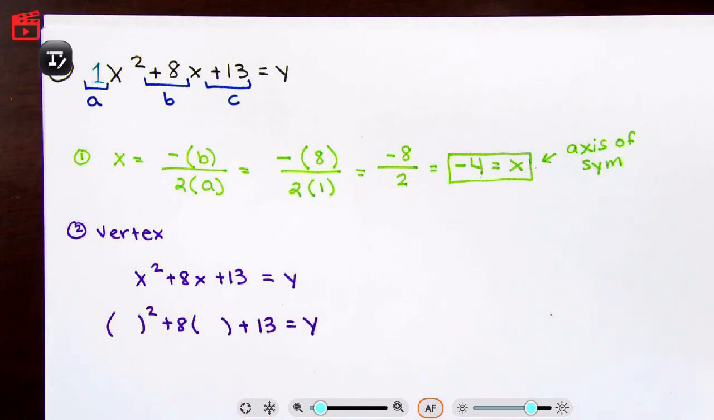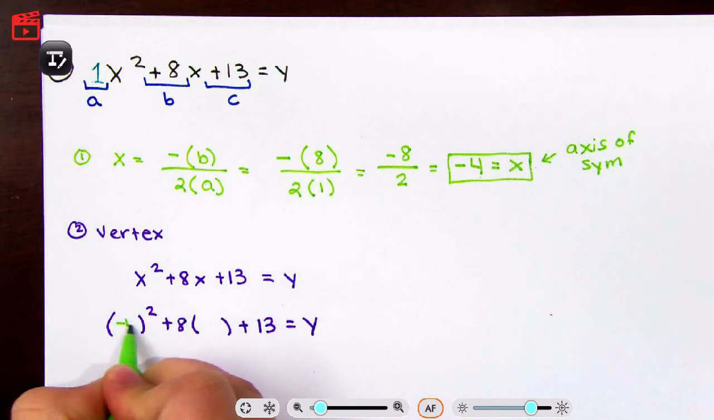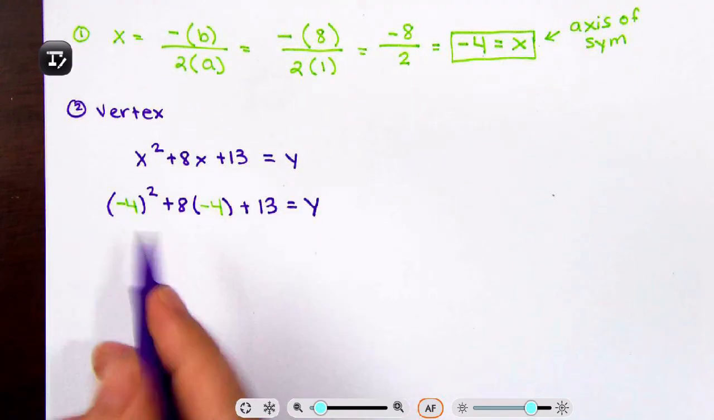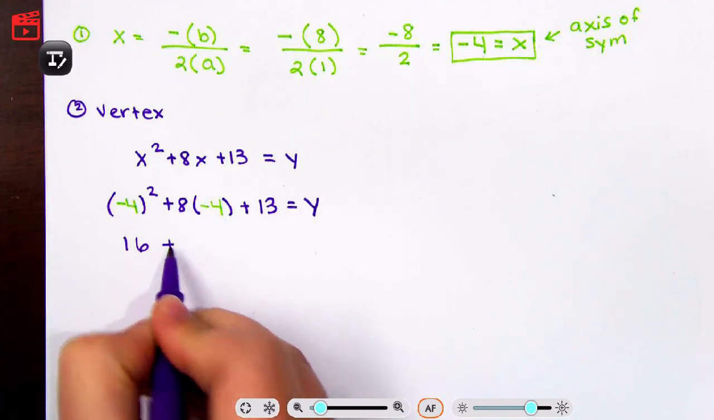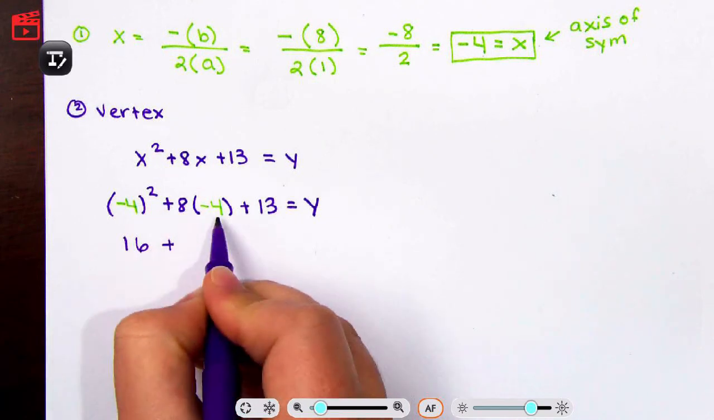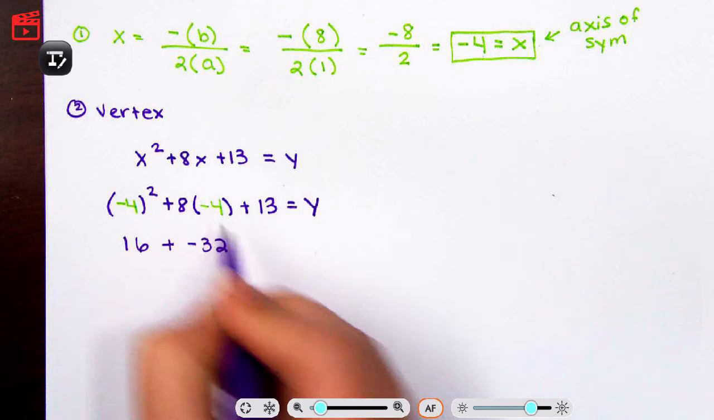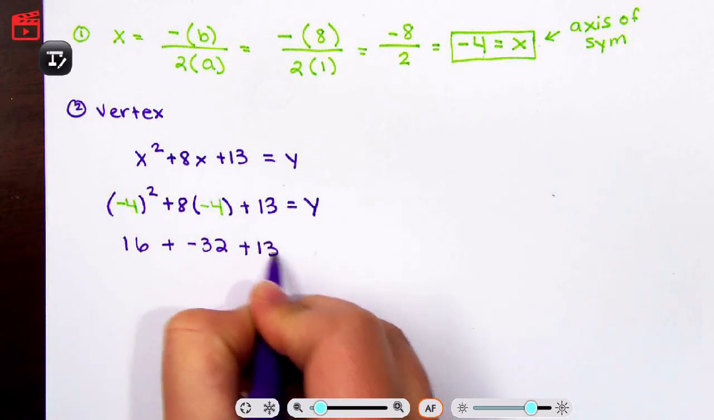And then into your bubble, you're going to put your x value, which you got here. In this case, it was a -4. Go ahead and simplify and evaluate this. So we have -4 times -4, so -4 squared. That equals a +16. 8 positive times -4, that is a -32, plus 13.